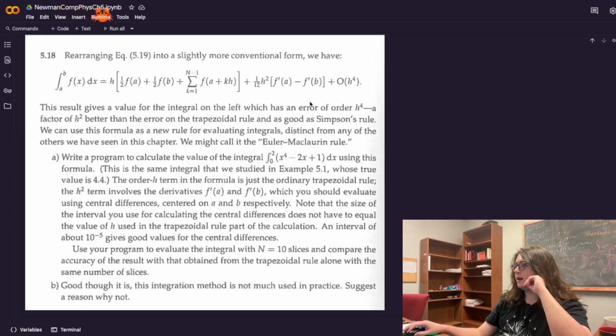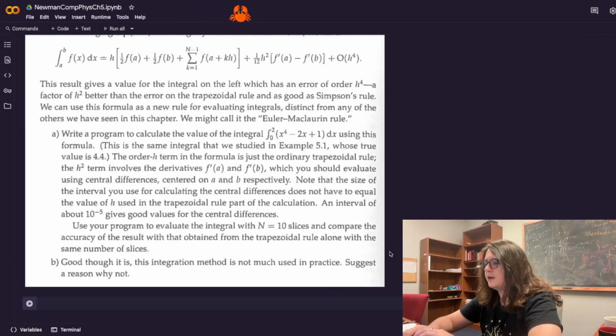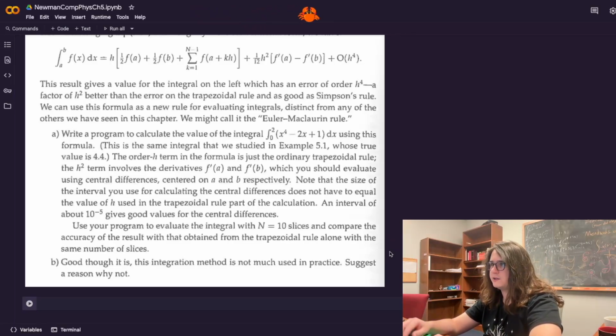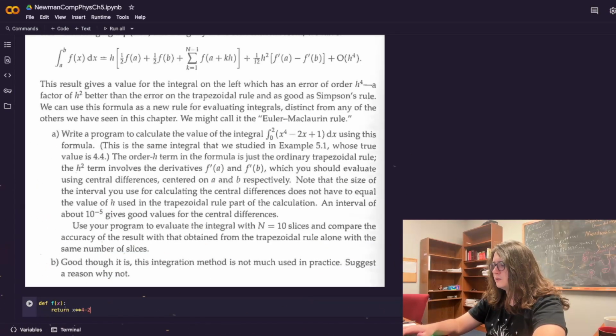So we're just going to get right into it. We're going to define the integrand as always. We're going to be integrating x to the fourth minus 2x plus 1. So I'm going to define that as f of x. It's going to return x to the fourth minus 2 times x plus 1.